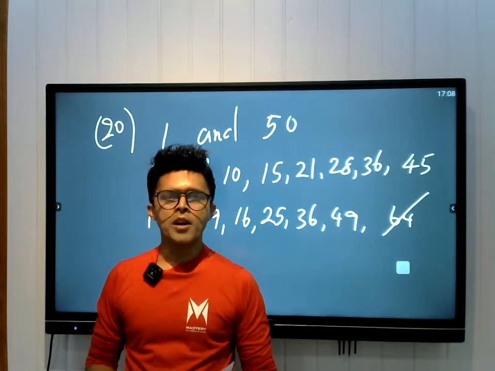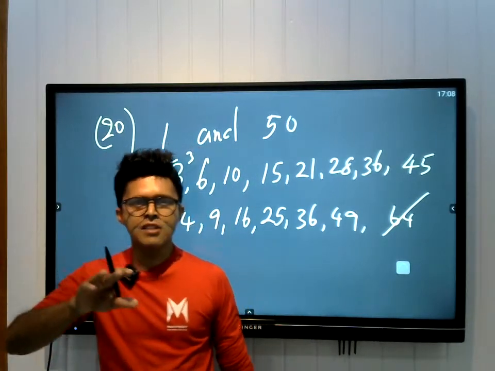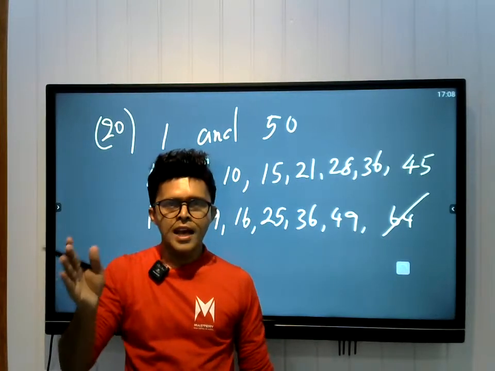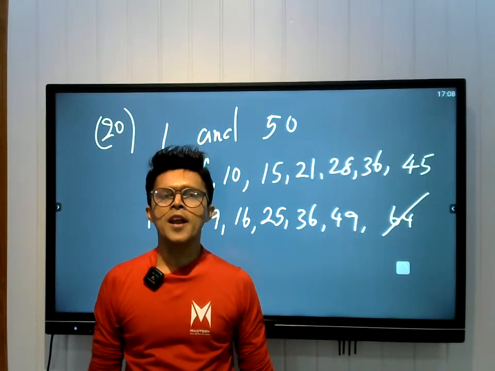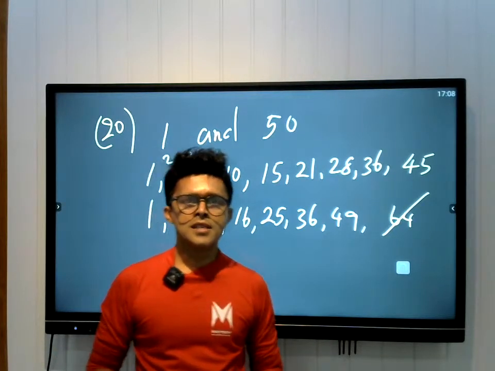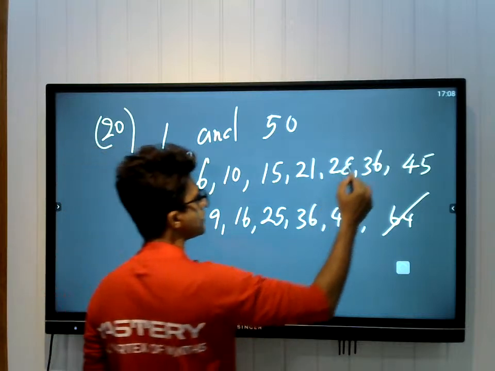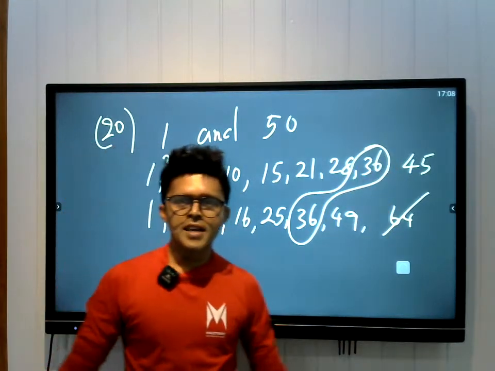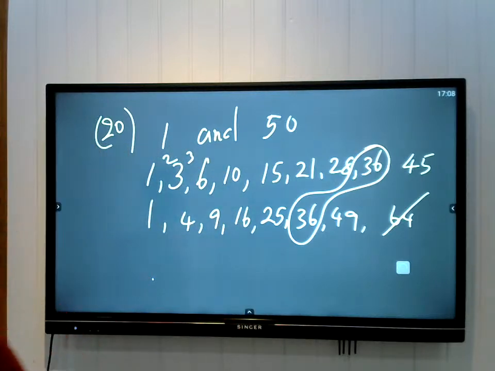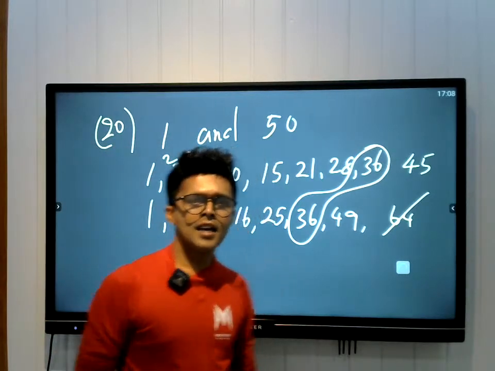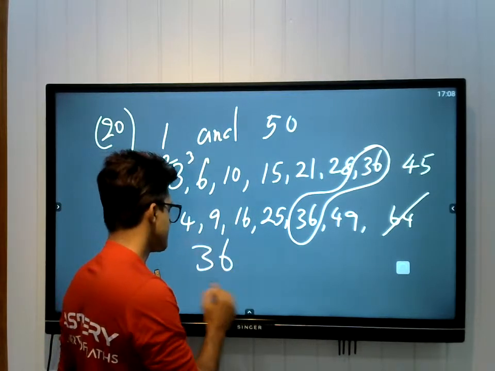What should be the common value? That taken value should be a triangular number as well as a square number. What's that number that we could consider? What should be the answer? Really, the answer should be 36. This is the answer, 36.